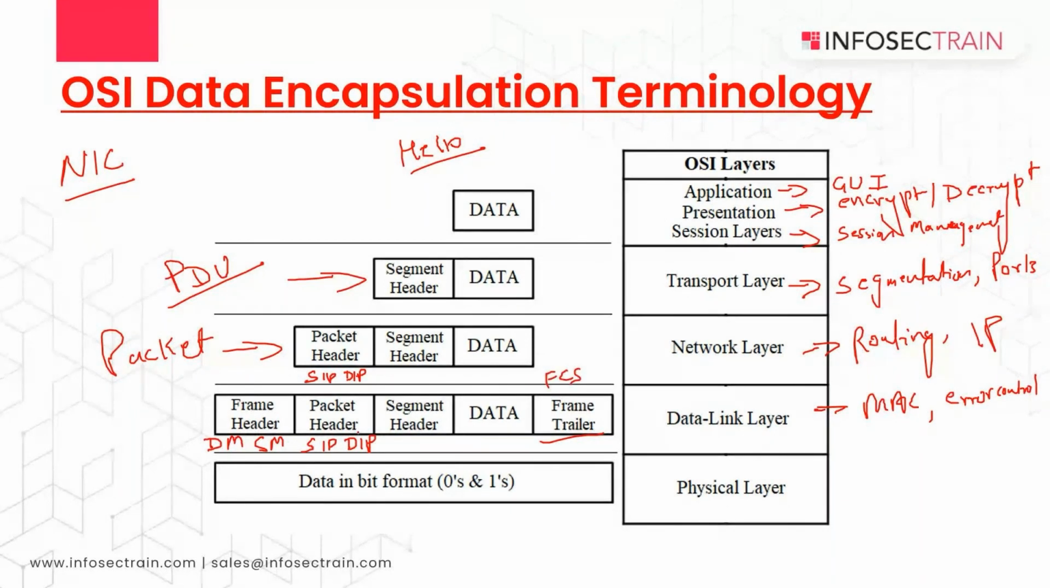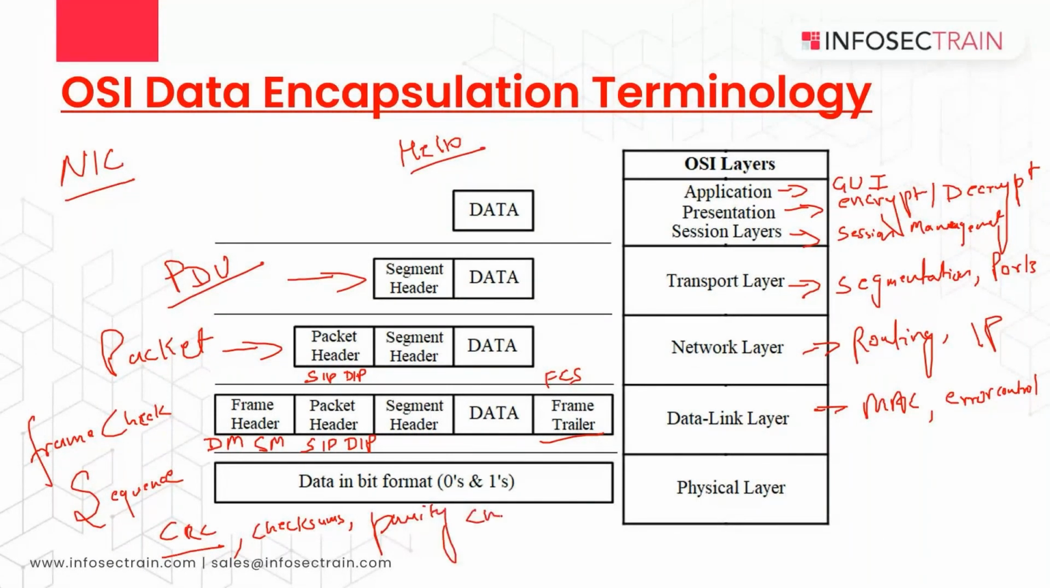FCS stands for frame check sequence, right? Now inside frame check sequence, there are different algorithms that work. Sometimes it is CRC, cyclic redundancy check. Sometimes it is sums, right? Sometimes it is parity check, right? So it depends what things are working. Clear?